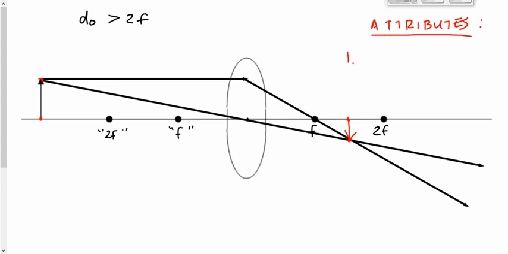Well, there's three. The first one is based on size. Look at the image right here. Is the image larger, or is it smaller, or is it the same size as the object? It's smaller. This image is smaller than the object. If you can't see that, take a ruler and measure it. The image is smaller than the object.